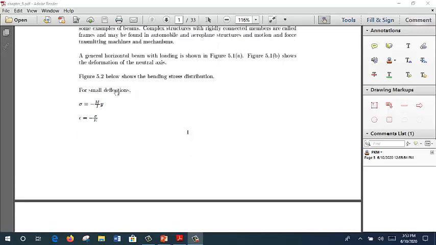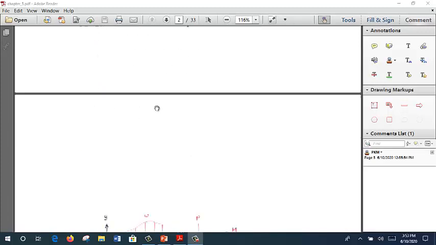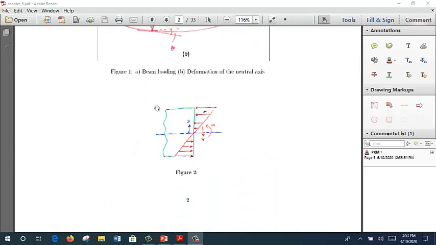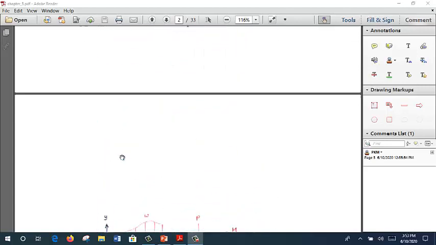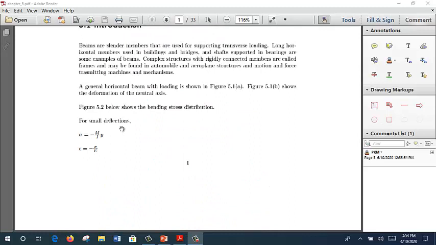Figure 5.2 below shows the bending stress distribution, right? This is the stress distribution occurring on your beam's cross-section. They have considered the axial load here, and also the vertical load, which is the moment acting on the beam. Okay, so from a small deformation, we can consider that.